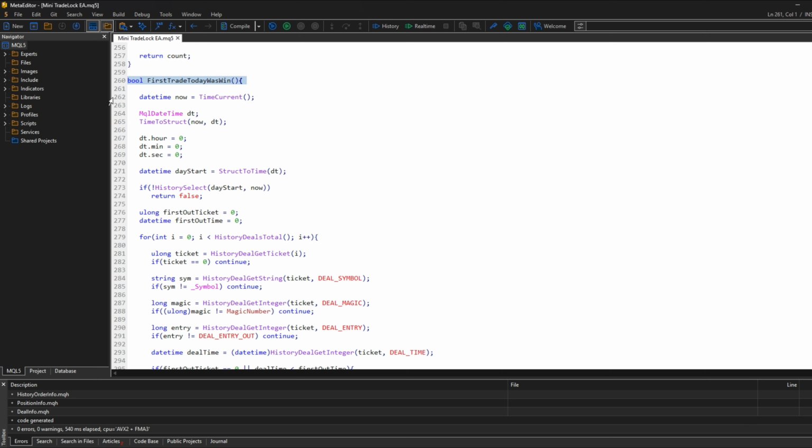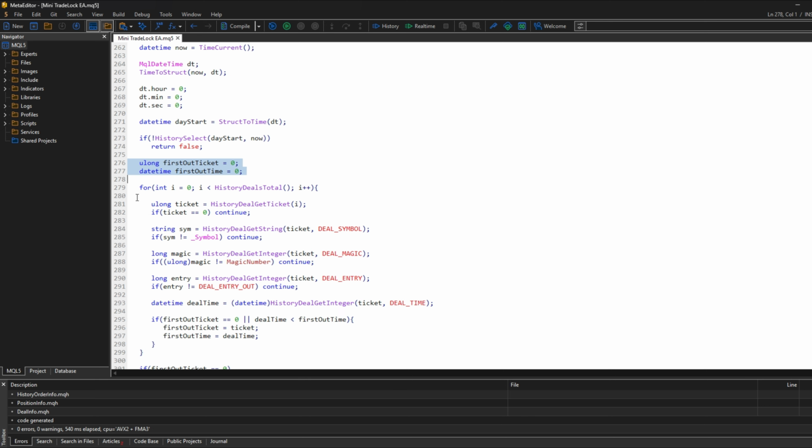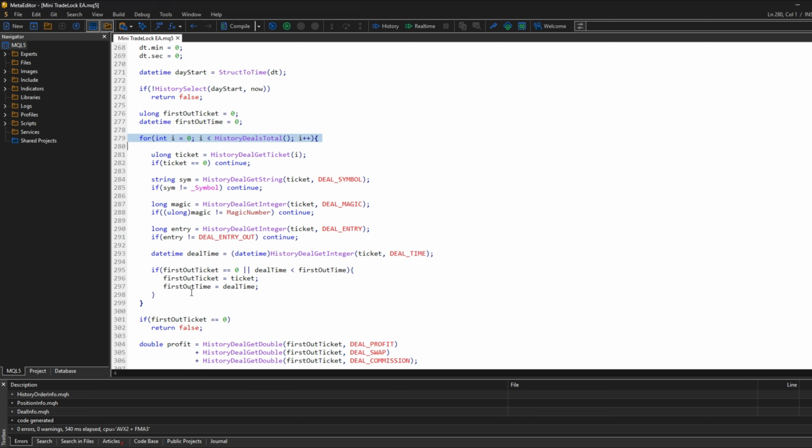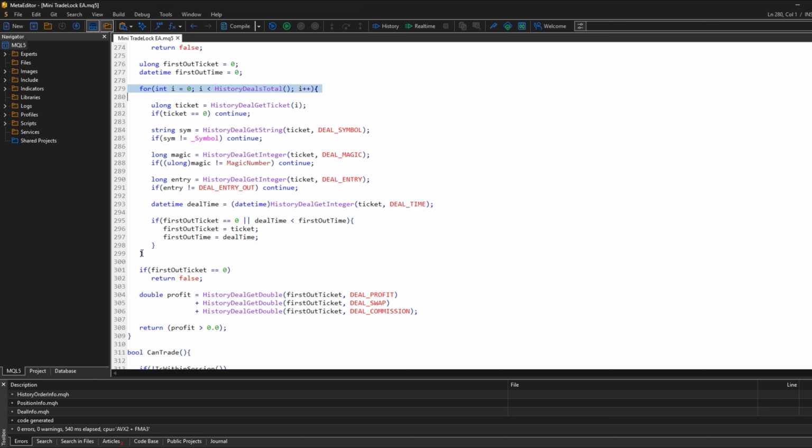Next, we check whether the first closed trade of the day was a winner. Again, we get the current time and reset it back to the start of the day, and then we select today's history. We create two variables, one for the first closing deal ticket and one for its close time. Then we loop through all of today's deals. We skip invalid tickets, wrong symbols, wrong magic numbers, and anything that's not a closing deal.